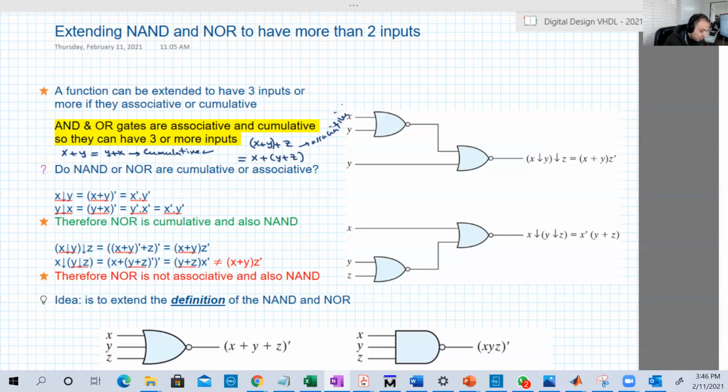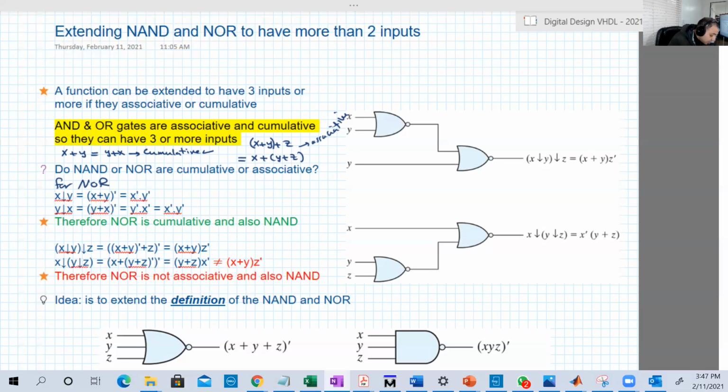How about NAND and NOR? We want a NAND gate that has more than two inputs. So let's check first the commutative property. For NOR, X NOR Y equals the complement of X or Y, which is equal to X bar dot Y bar.